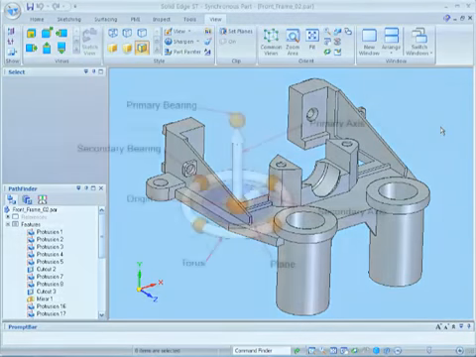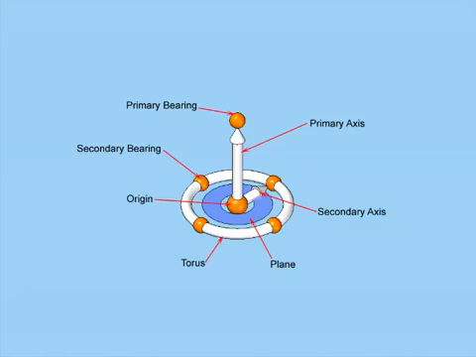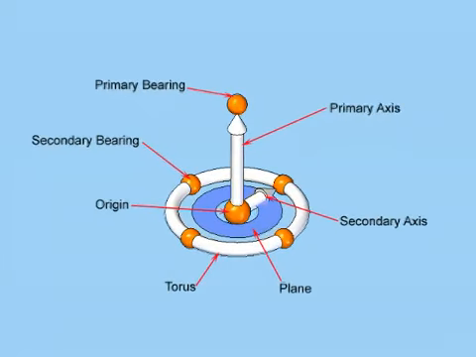Here's how. First of all, let's look at the anatomy of the steering wheel. The origin is used to reposition the steering wheel and has several options we'll explore later in this movie. The primary and secondary axis and the disc-shaped plane initiate the move command. The torus is used to rotate the geometry or rotate the steering wheel, while the bearing is used to adjust the orientation of the tool. Let's see this in action.